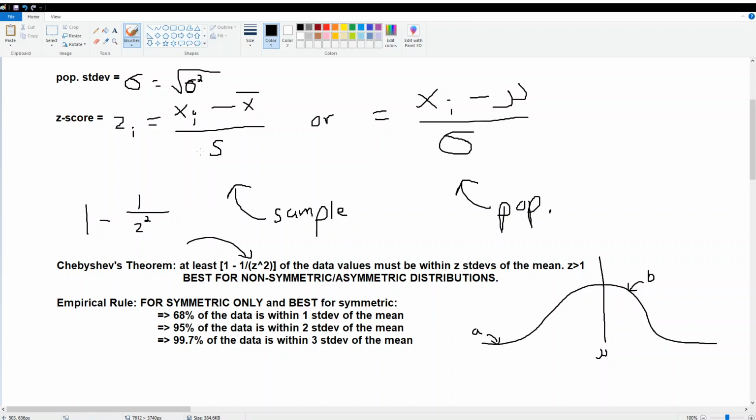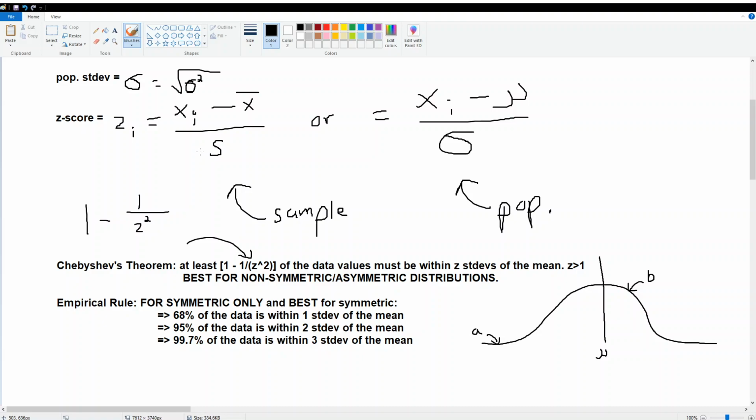That number, by definition, has to be a percentage. The z-score, since it's being squared, cannot be negative. And even if z went up to infinity, 1 minus 1 over infinity would still be a smidge under 1. So this is going to be a percentage. It's got to be from 0 to 1. So that percentage of the data values must be within z standard deviations of the mean. In this case, the z-score we're assuming is greater than 1. Because if it was not, then we'd have more than 100%. It doesn't tell us anything.